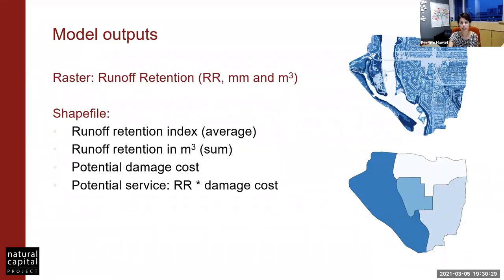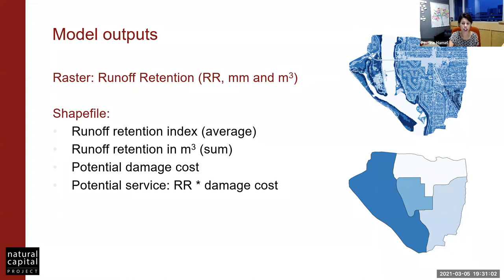So with all this input data, the model will run and produce essentially these two outputs. One is the raster of runoff retention, as well as actual runoff. So we saw that the runoff retention is the difference between the input precipitation and the runoff generated on each pixel. And so this will be one output, as well as the runoff retention itself.